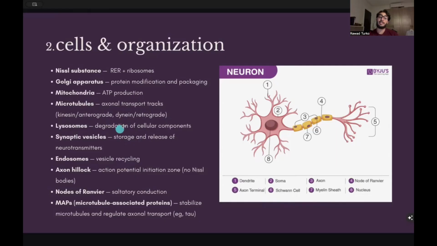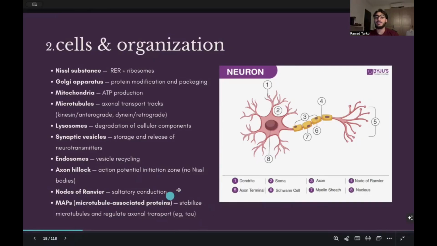Lysosomes for degradation of cellular components. Synaptic vesicles, obviously we know that we have neurotransmitters that are released from neurons. So we have storage and release of neurotransmitters. Endosomes is for vesicle recycling. The axon hillock is the action potential initiation zone. So that's right up here. And the important thing to know is that there's no Nissl bodies in the axon hillock. Nodes of Ranvier for saltatory conduction, and MAPs or microtubule associated proteins. These are things that stabilize microtubules and regulate axonal transport, like the tau protein, which is an important thing that we have to keep in mind.